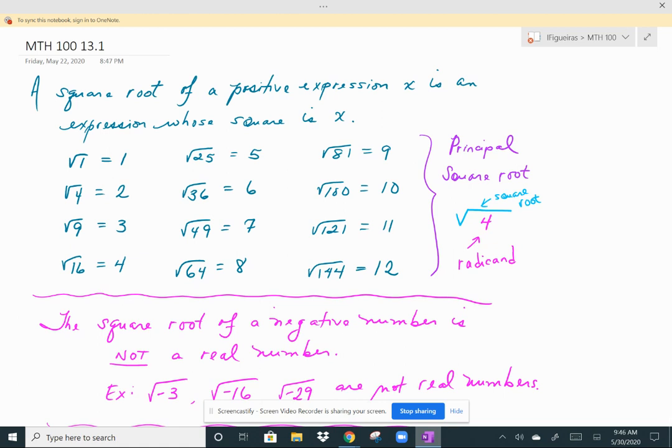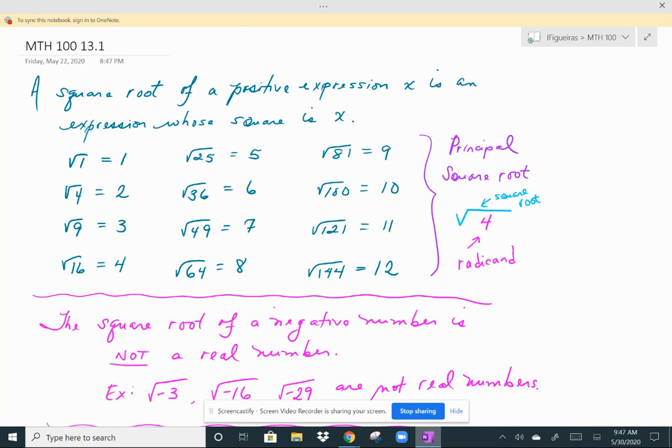Hi, this lesson is about simplifying square roots. So what's a square root? The square root of a positive expression that we'll call x is an expression whose square is x. So let's talk about numbers first.